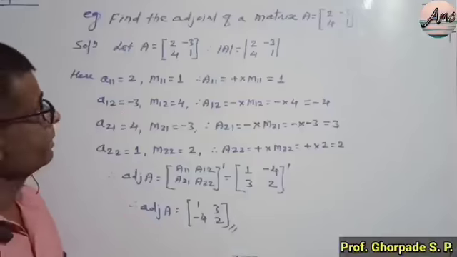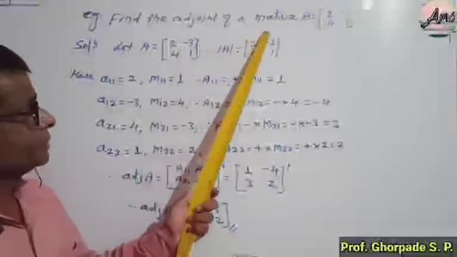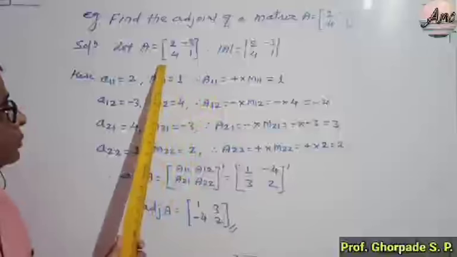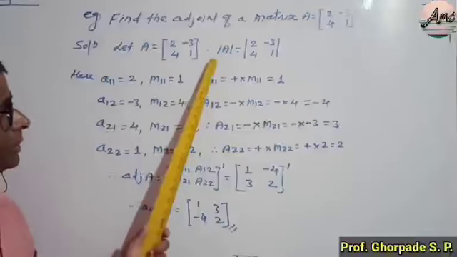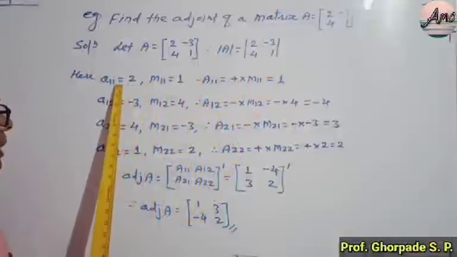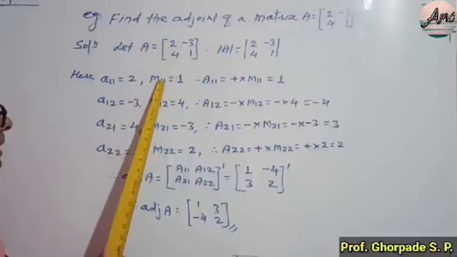For example, find the adjoint of the square matrix A, [2, -3; 4, 1]. So let matrix A equal [2, -3; 4, 1]. Its determinant equal to what? [2, -3; 4, 1]. So a11 is here 2. Its minor is what? 1.